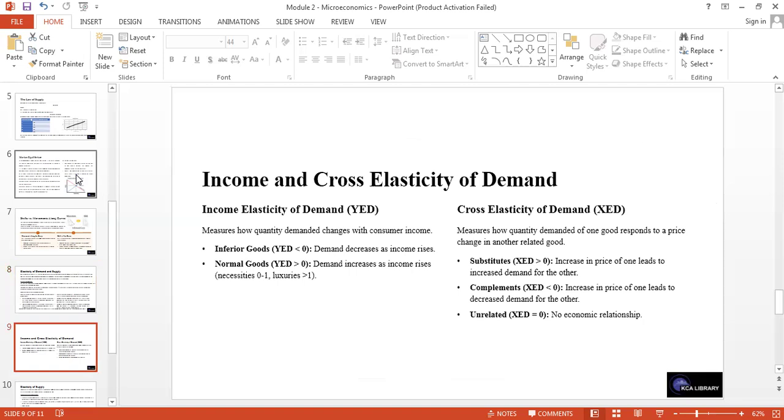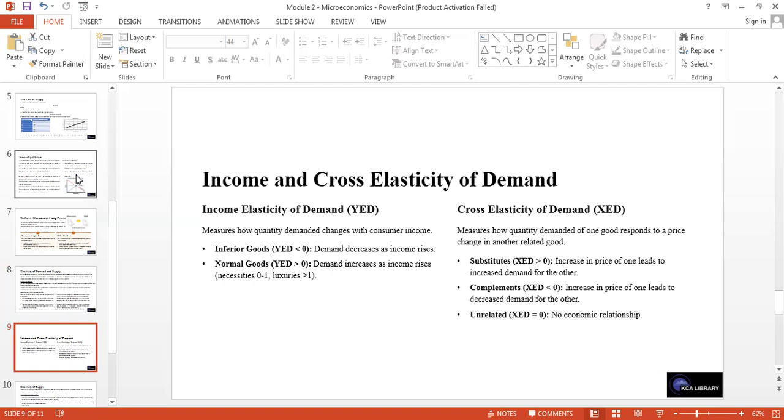We have the income elasticity of demand also, which measures how quantity demanded changes with consumer income. For this, we have inferior goods and normal goods. For inferior goods, the income elasticity of demand is less than 0. That is, demand decreases as income rises. And for normal goods, demand increases as income rises. And this is for necessities and luxuries.